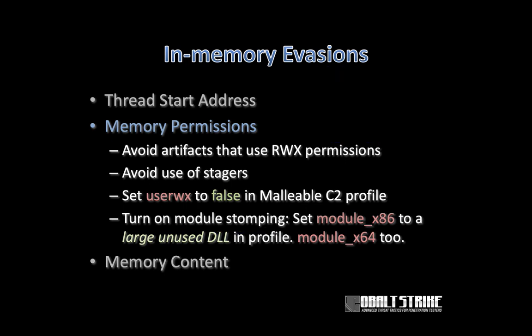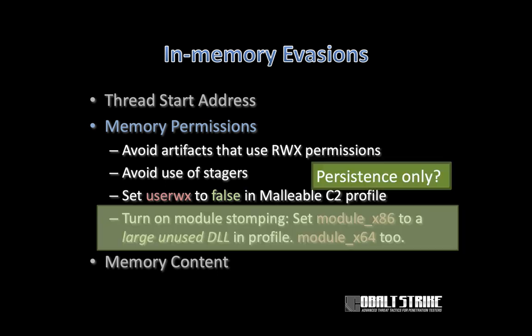To enable module stomping, just set the module x86 or module x64 options in your stage block to the desired DLL. I want to caution you, module stomping is a footgun. If you choose a module that one of your process contexts needs to load later, and it instead references your stomped module, it will crash. Module stomping has some protection. For example, if the stomped module is already present when your Beacon is loading, Beacon will resort to the old behavior of calling virtual alloc.